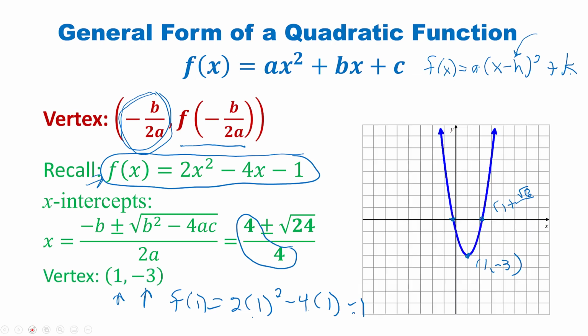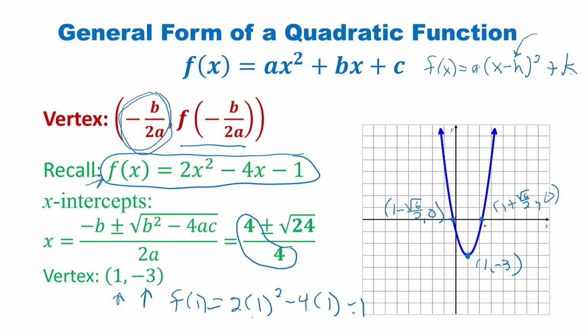Okay, so I was going to erase that and fix it here. So this would be 1 plus square root of 6 over 2, comma 0. This point right here would be 1 minus square root of 6 over 2, 0. So what's right in the middle of 1 minus square root of 6 over 2 and 1 plus square root of 6 over 2? Well, it's going to be 1.